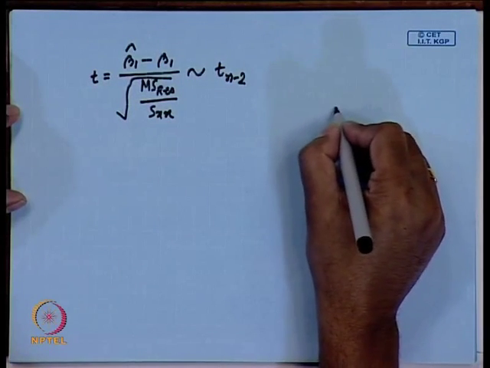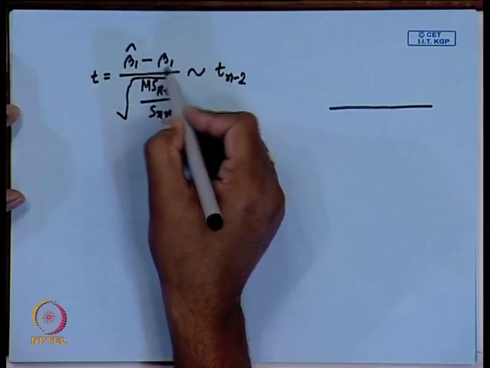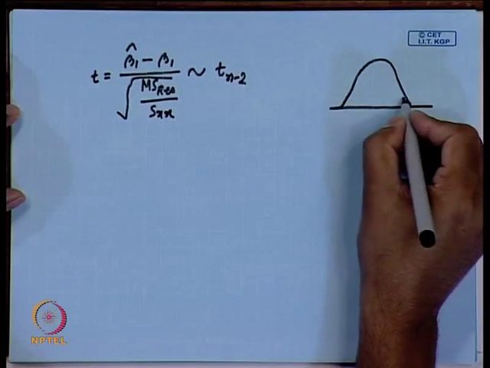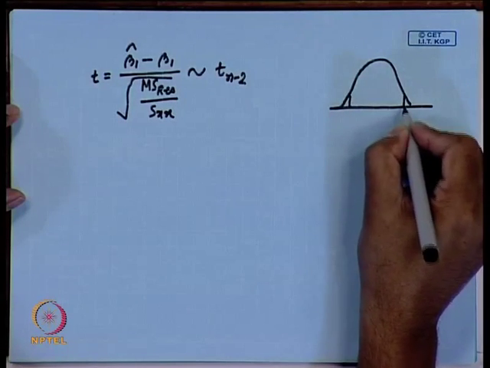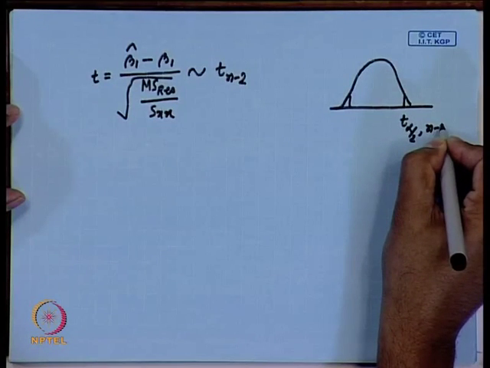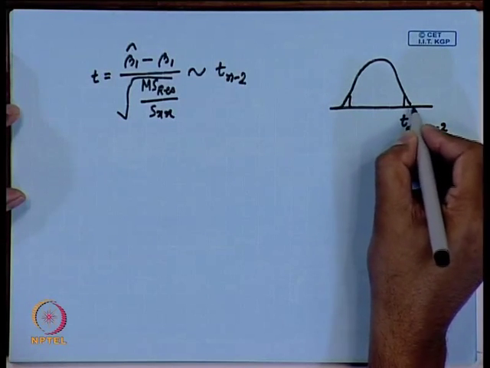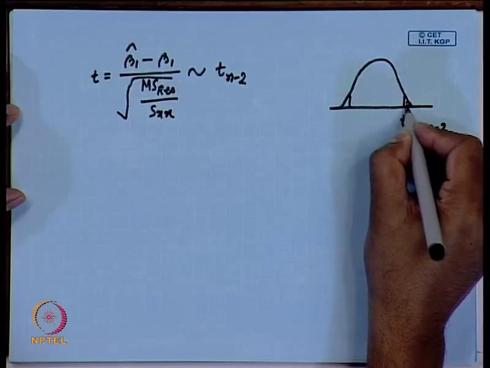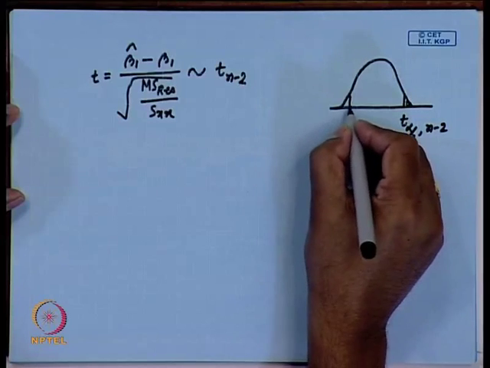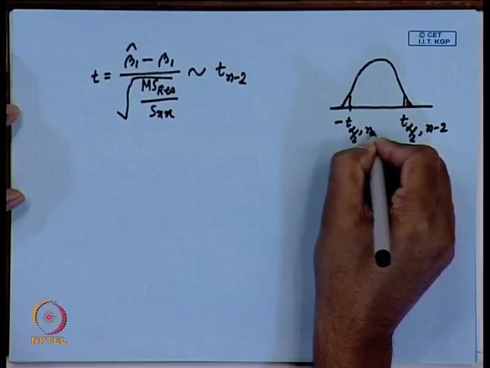Now we need a confidence interval for beta 1. Suppose this is the t distribution. We take two points. This point is t alpha by 2, n minus 2. The meaning is that the probability of t being greater than this point, the area of this portion, is alpha by 2. And this other point is minus t alpha by 2, n minus 2.